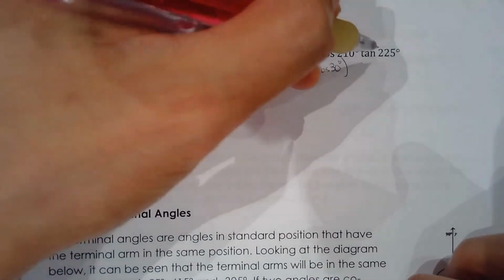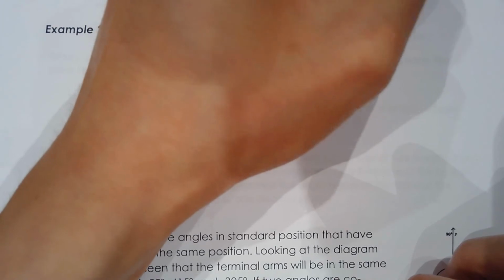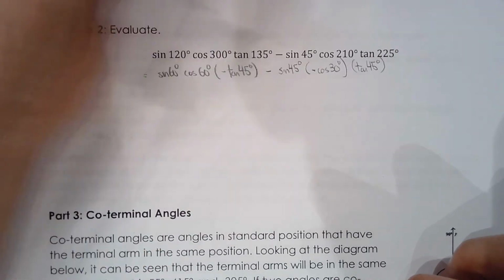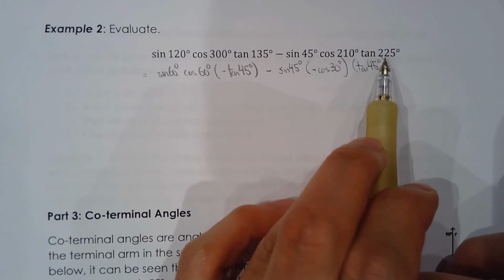Tan 225, reference angle is 45. Should I add a negative? And the answer is no. I shouldn't add a negative because 225 is in the third quadrant where tan is positive.